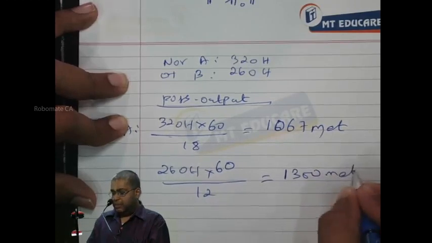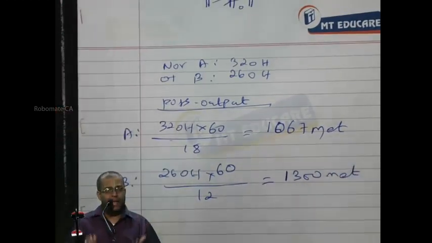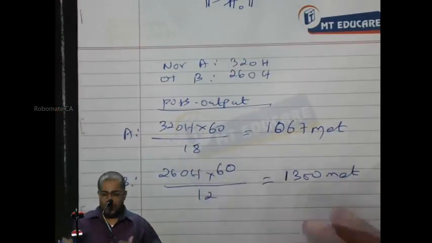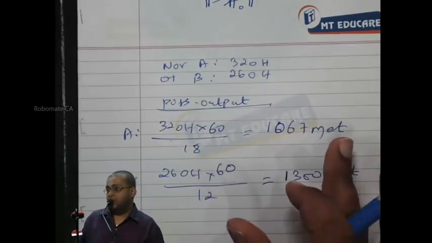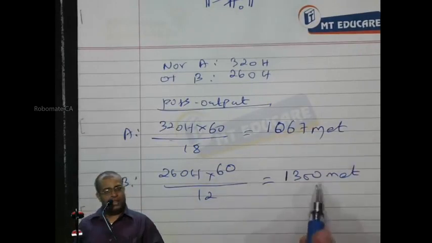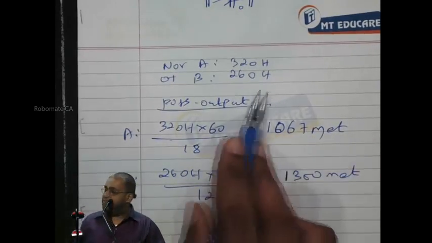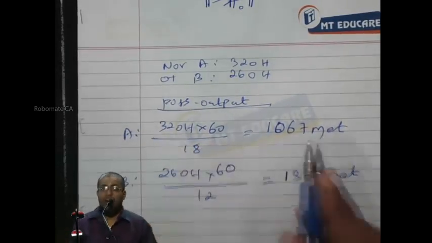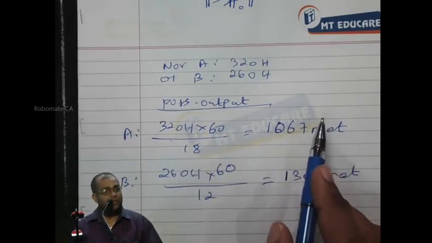1300 meters. My question is, I will be able to lay with this combination 1067 meters or 1300 meters? 1067, because if I lay 1300 meters, I have mission B time available but I don't have mission A time available in this combination. Yes or no? So I decide to lay how many meters here? 1067 meters. Yes or no?